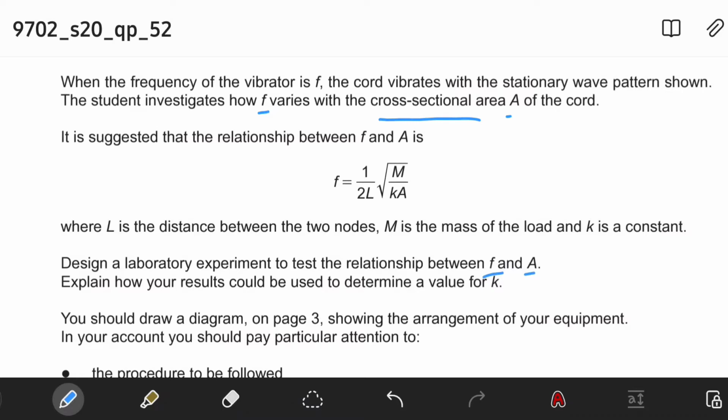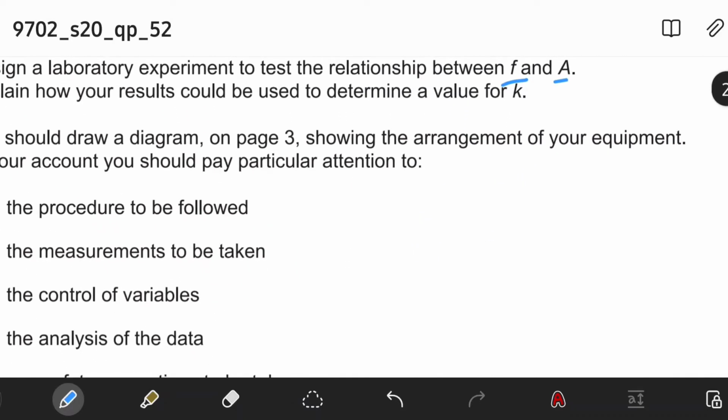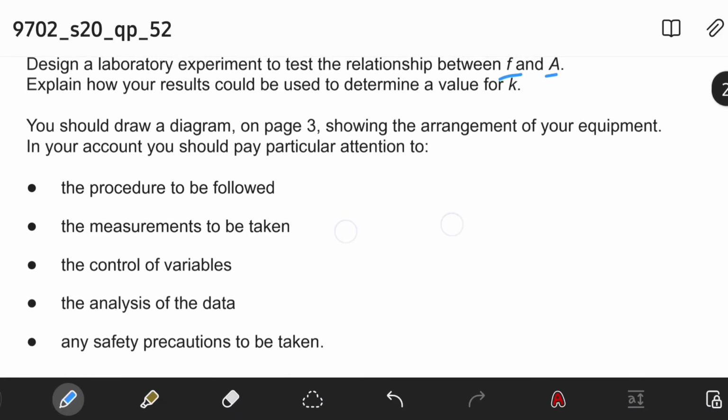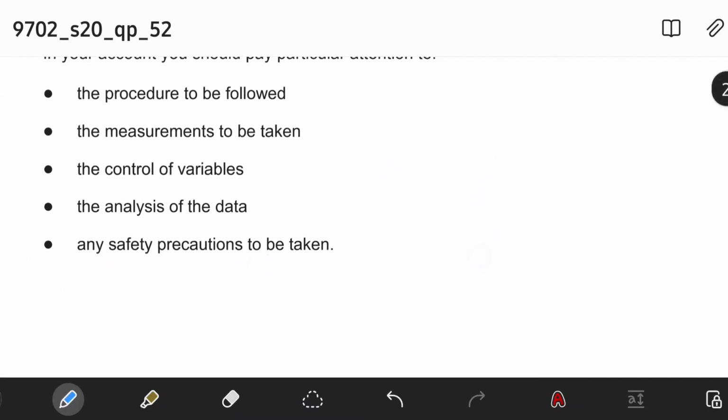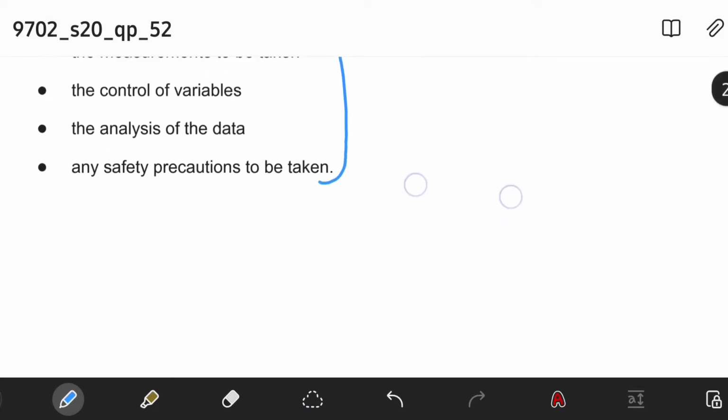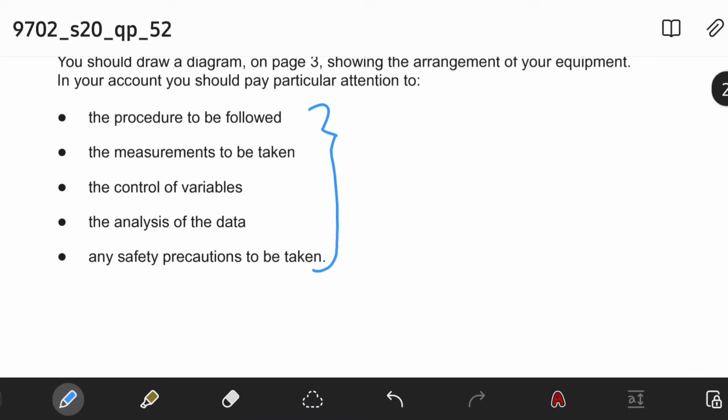You should draw a diagram on page 3 showing the arrangement of your equipment. In your account, you should pay particular attention to the procedure to be followed, the measurements to be taken, the control of variables, the analysis of data, any safety precautions to be taken. Okay, so for this question, there are some pointers that you need to keep in mind. Even though these pointers are more than enough, you can make it simpler for yourself to write the pointers that tell you exactly what to write. Meaning, let's first formulate an answer.